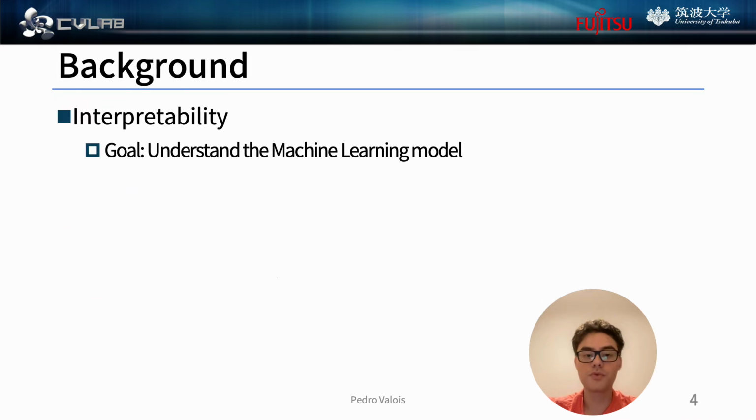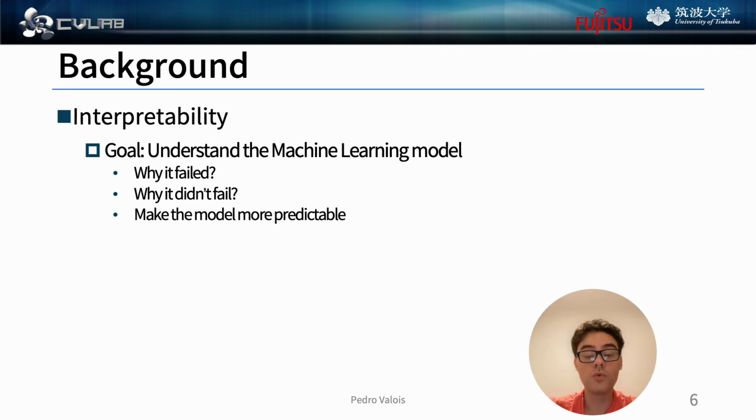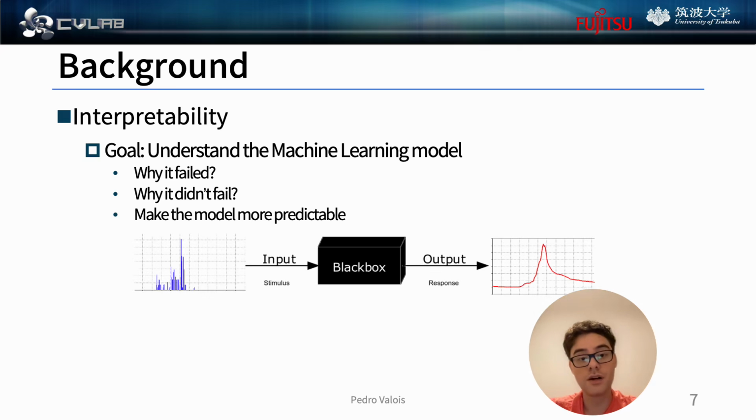Interpretability. In simple terms, the goal of interpretability techniques is to understand machine learning models. That means to understand why it failed in a certain situation, but also to understand why it didn't fail in other circumstances. In the end, we wish to make the model more predictable and thus less prone to malfunctions or hallucinations. From this point of view, the model is a black box function which just receives an input and provides an output without us initially knowing any of its inner workings.